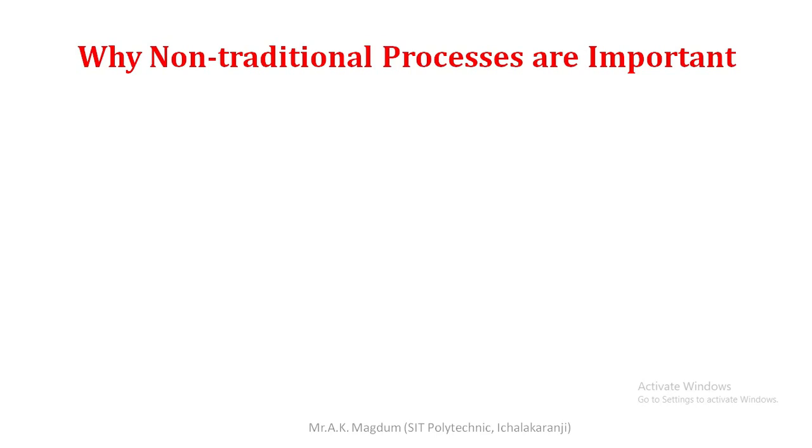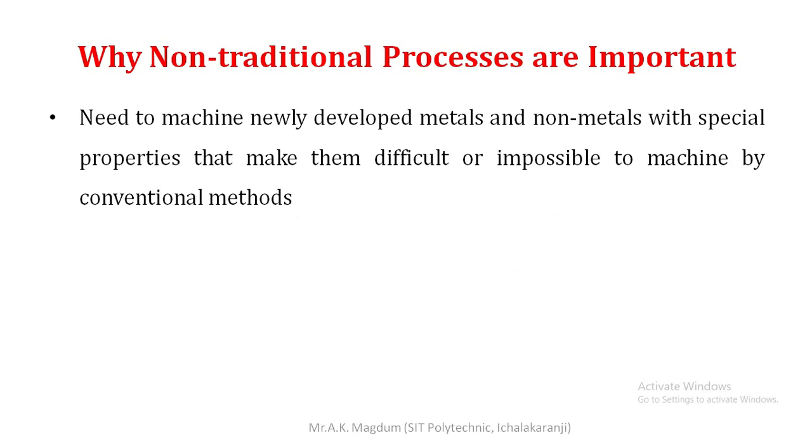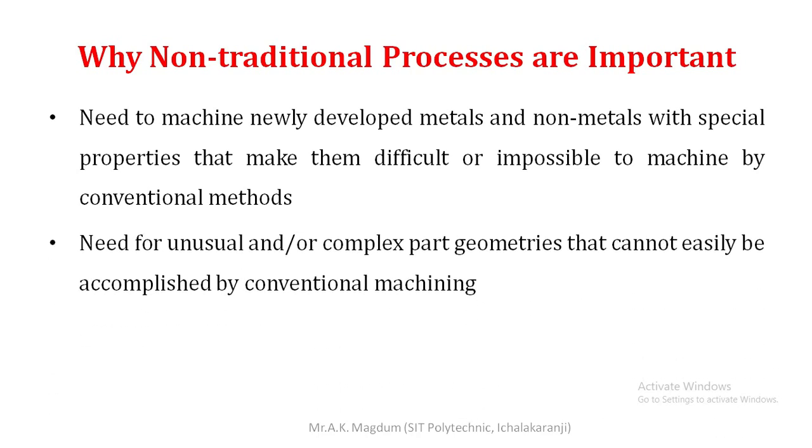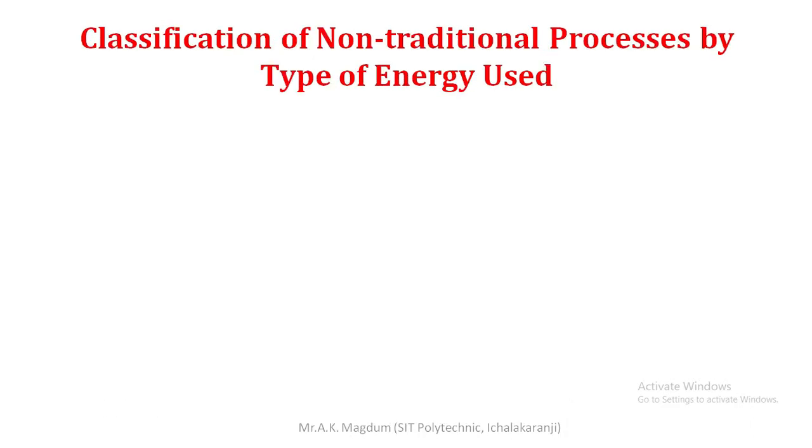Next, why are non-traditional processes important? We already discussed that newly developed metals are there, some metals which are difficult to machine by traditional methods. In that case, non-traditional is a very important machining method. Next one is the need for unusual and complex parts. Already we have discussed this part.